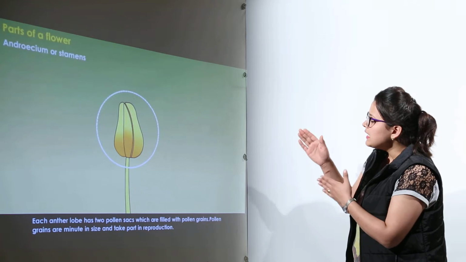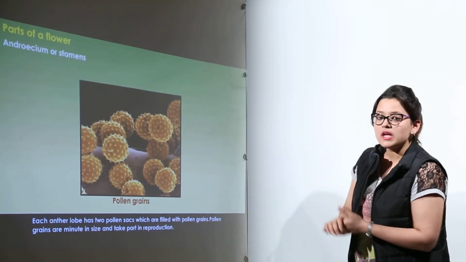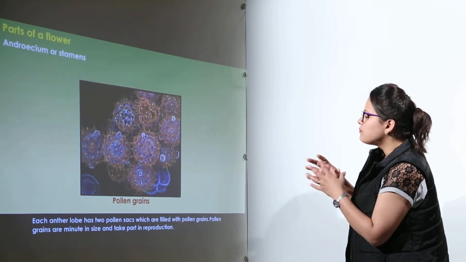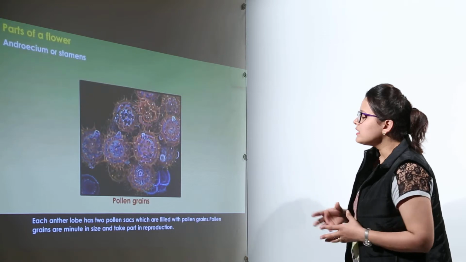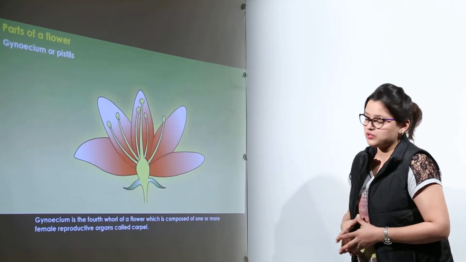Now each anther lobe has its own pollen sacs. Each anther lobe has two pollen sacs, which are filled with pollen grains. Pollen grains are very small in size and they take part in reproduction.